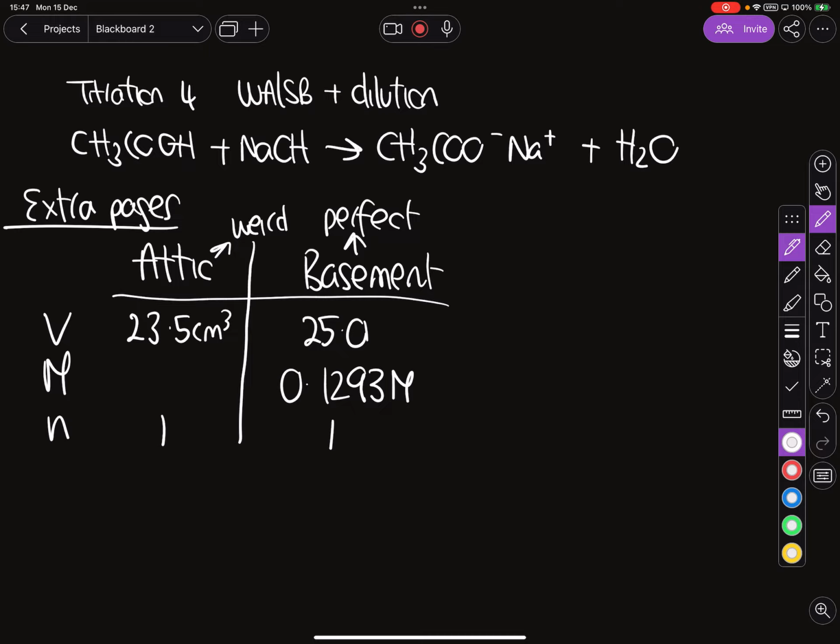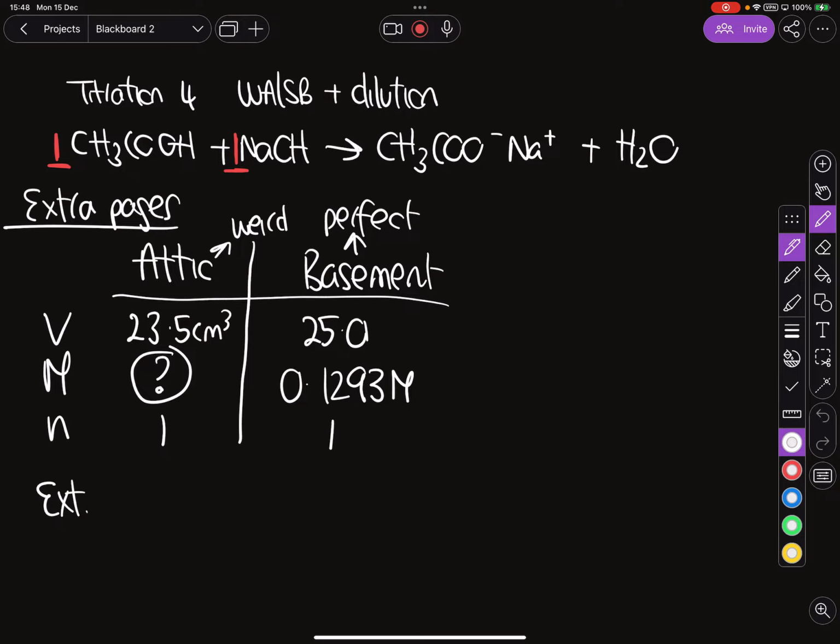Our ratio, looking at the equation, is 1:1. So again, we infer that 1 is here and 1 is here. We just don't say that, but that's where those ones are coming from. And this is going to be my question mark. If you're looking at this in terms of a question, there will be something along the lines that says, what was the concentration of ethanoic acid? And that's going to help you to generate the question.